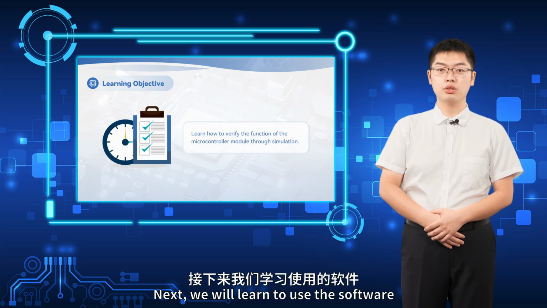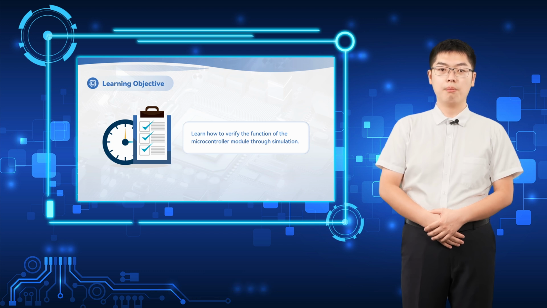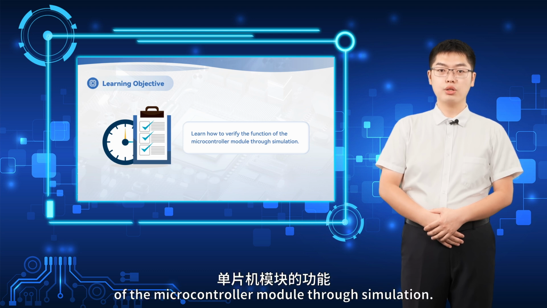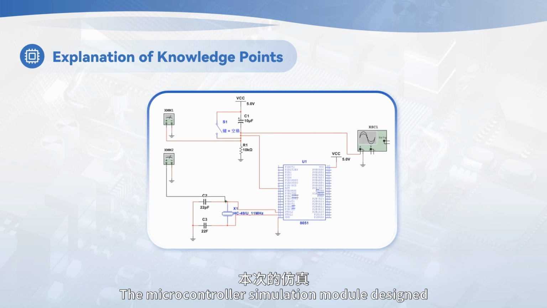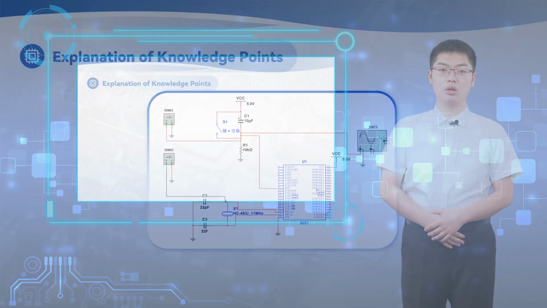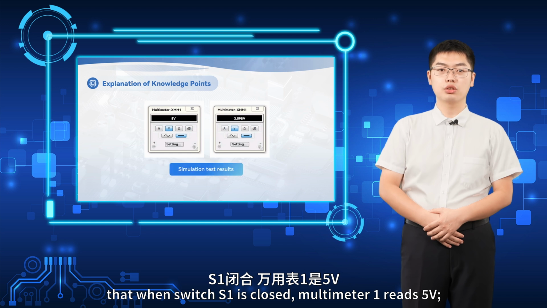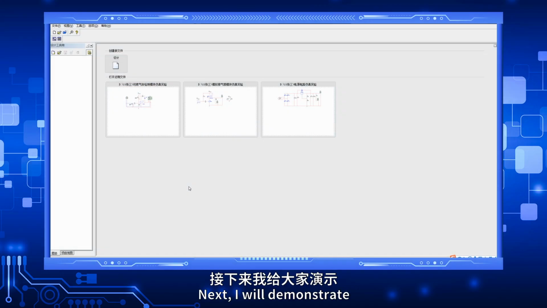Next, we will learn to use the software to simulate the microcontroller module. The goal of this lesson is to learn how to verify the function of the microcontroller module through simulation. The microcontroller simulation module designed based on the schematic diagram is to be simulated this time. We need to verify that when switch S1 is closed, multimeter 1 reads 5 volts, and when S1 is open, multimeter 1 reads 3.5 volts. Next, I will demonstrate how to draw the simulation circuit.